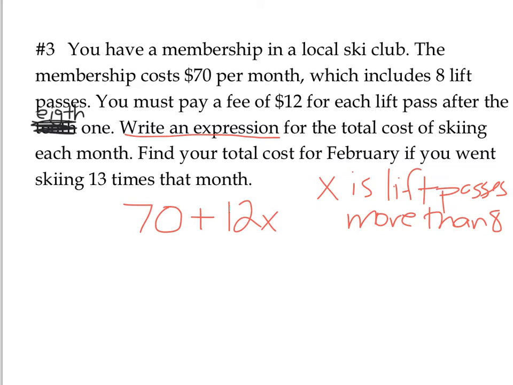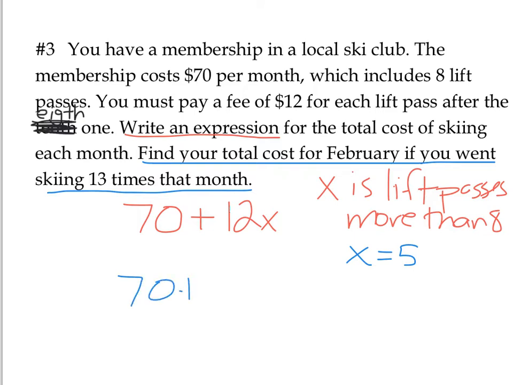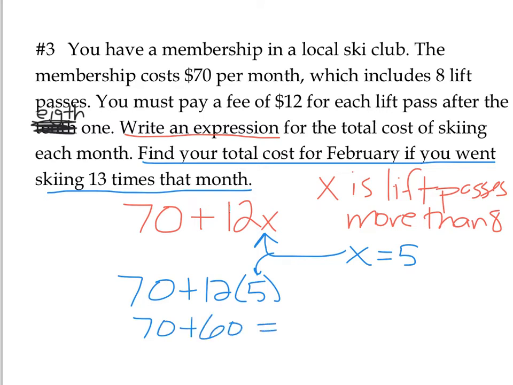Then we see a second part to the question, to find our cost for February if we went skiing 13 times in the month. So 13 times would mean that the x is equal to 5, because that's how many times we went more than the 8. So we do 70 plus 12 times 5. If we know what a variable's value is, we can plug it in for the variable. Turn that x into a 5. So this would be 70 plus 12 times 5 is 60, so it would be $130 for our total cost for February.